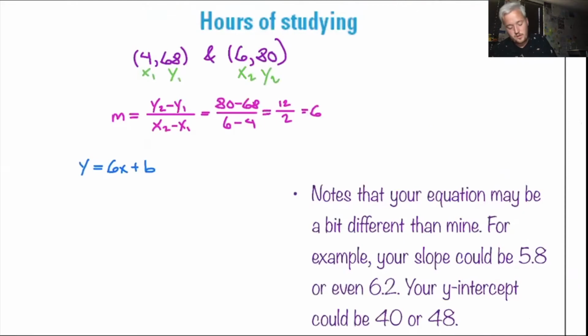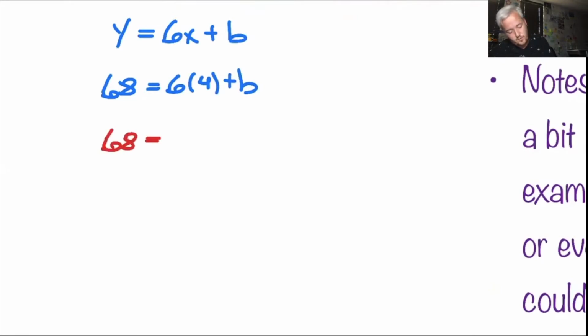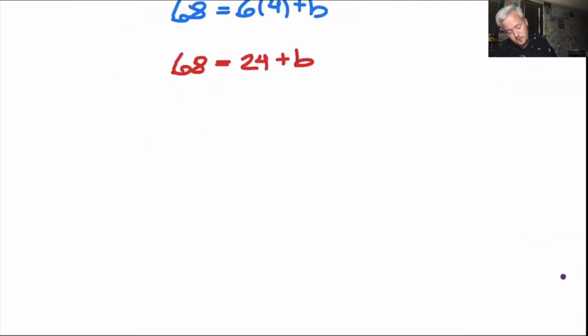I want to take one of these points. I'm going to take the lower one, and I'm going to plug it in for my x and y. So now I have 68 equals 6 times 4 plus b, and I want to find out what that b value is going to be. So I'm going to multiply: 68 equals 6 times 4, which is 24, plus b. Now I'm going to subtract 24 on both sides. When you subtract, that's going to give you 44 equals b. So b equals 44.